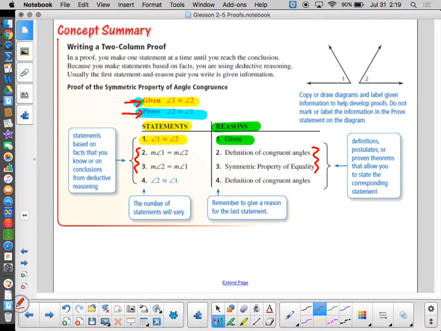So we write down our steps on the left, statements based upon what you know, or conclusions, things you're given maybe. Our reasons, notice what we're using as reasons in our proof. Our reasons can be definitions, postulates, already proven theorems, properties of algebra, anything like that. Anything that is given factual information, because this is deductive reasoning. We have to have a reason why.